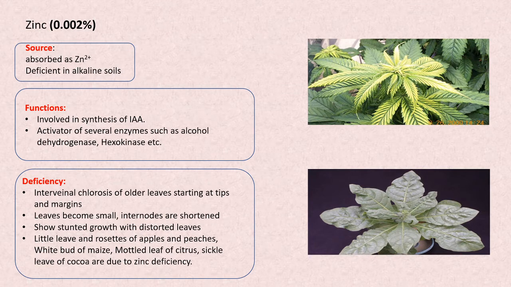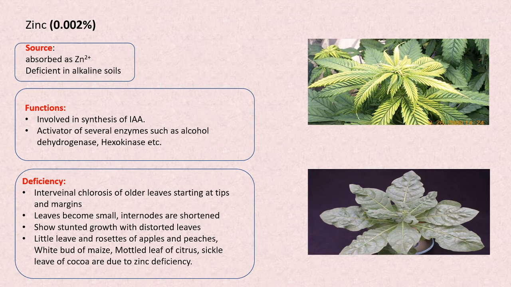So, zinc deficiency is common, especially in citrus orchards and alkaline soils. So, what are the different functions of zinc within the plant body? Zinc is involved in the synthesis of indole acetic acid, which is a natural auxin, and it is also an activator of several enzymes such as alcohol dehydrogenase, pyridine nucleotide dehydrogenase, and hexokinase.